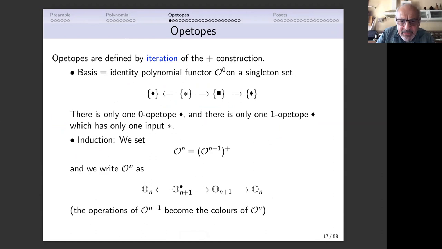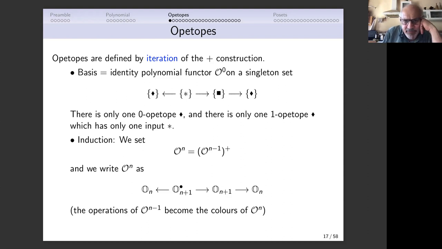So let's see what it means in terms of iterating this construction. So suppose you started with some functor, some polynomial monad. I will tell about the basis of the induction last. Suppose that we have built some polynomial monad on n minus one. And then you apply the plus construction to it. So it means that the operations of this monad become the colors of the next monad. So you build a whole tower of operations, and each operation at each level is a tree of operations of the previous level by the plus construction. The plus construction always takes trees of things.